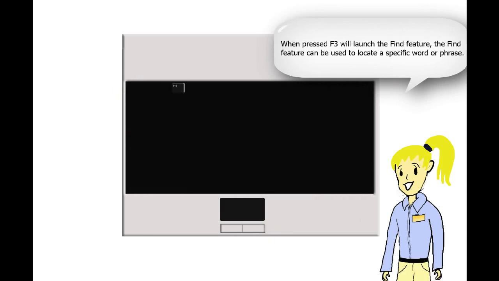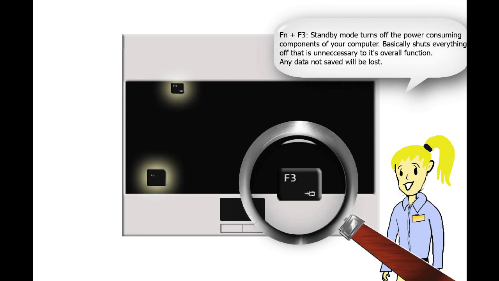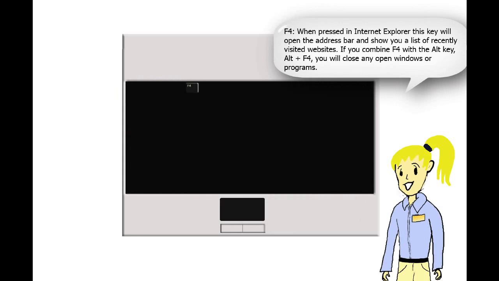When pressed, F3 will launch the Find feature. The Find feature can be used to locate a specific word or phrase. Function plus F3, Standby mode. Standby mode turns off the power-consuming components of your computer, basically shutting everything off that is unnecessary to its overall function. Any data not saved will be lost.